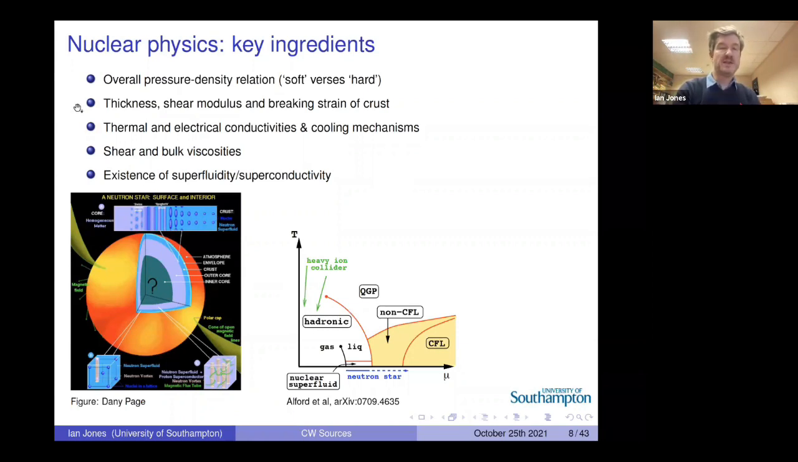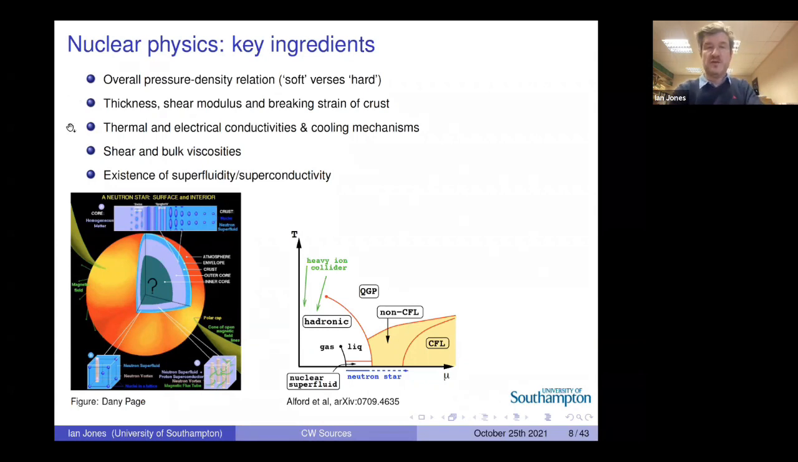What we're less sure about, though, is the exact thickness of the crust. And one of the things that's important for us, because it's important for mountains, is how strong that crust is. And by strong, I mean, what's its shear modulus? How difficult is it to bend? And what's its breaking strain? How much can you bend it before it cracks or snaps or fails in some sort of plastic way? In principle, these are things that could be computed from the equation of state, but it's difficult to do.